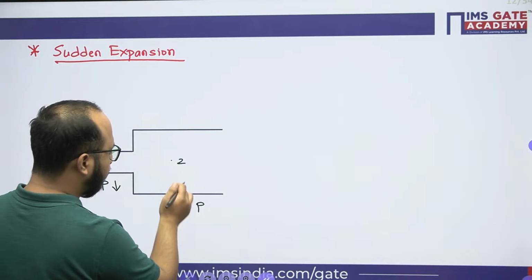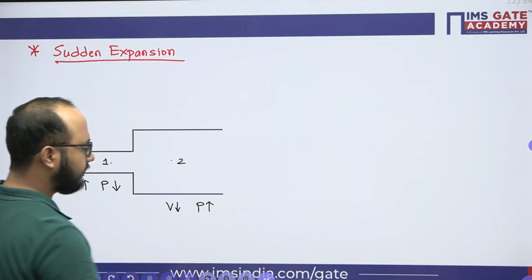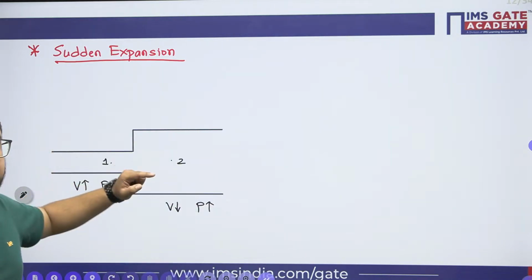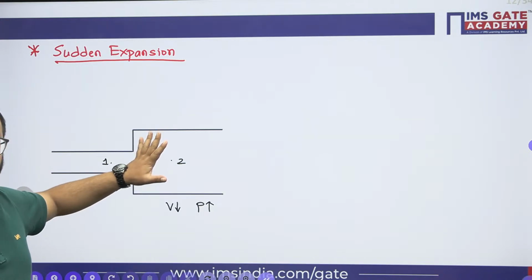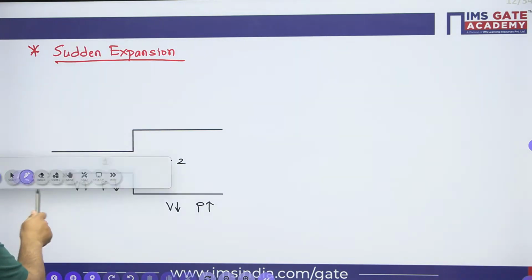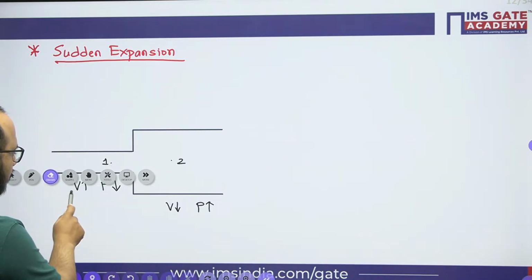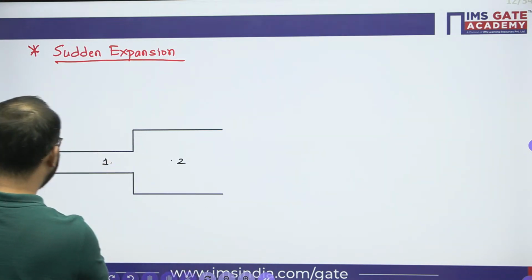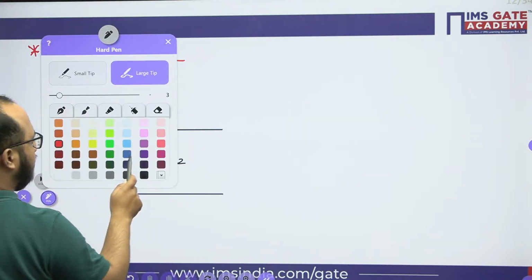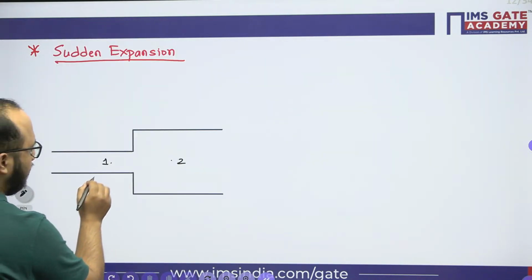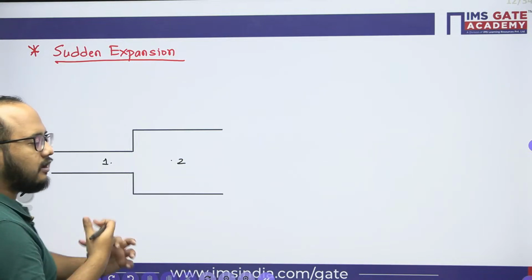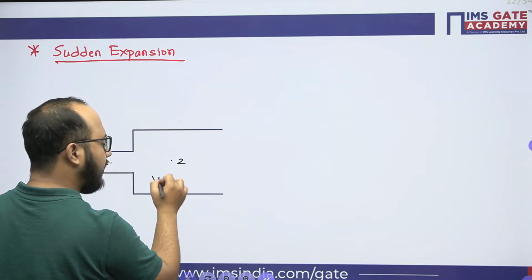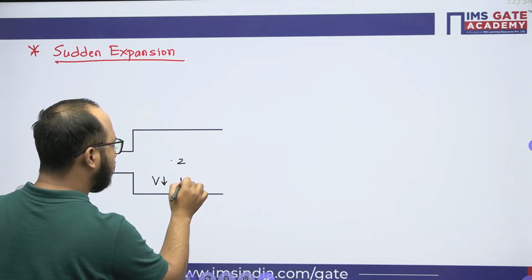But in section 2, velocity decreases and pressure increases. So as the fluid moves from 1 to 2, the pressure is increasing because the velocity has decreased. So pressure has to increase, right? This is very simple. Sometimes students have a confusion regarding this, so don't be confused. Simply understand the continuity principle and the Bernoulli's principle. When the fluid flows from 1 to 2, velocity is going to decrease, and as an effect from the Bernoulli's equation, pressure is going to increase.